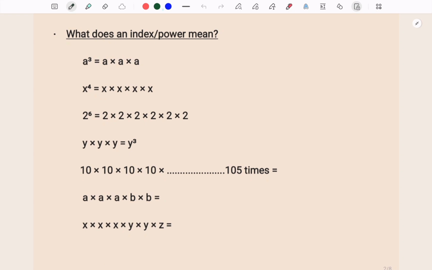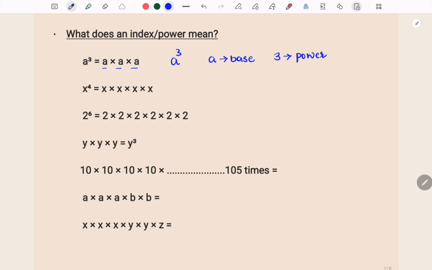For example, here a is multiplied by itself 3 times. So the index or power is 3 and it is written like this: a raised to the power 3. Here a is called the base and the 3 is called the power.